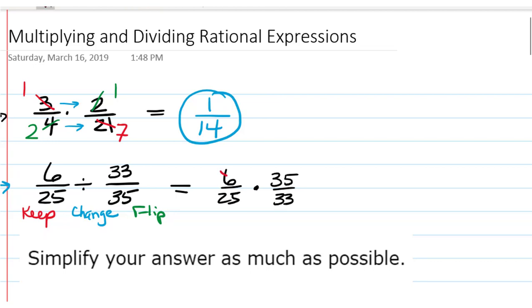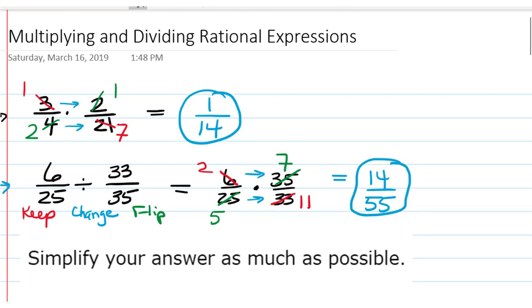For example, 3 goes into 6 twice, and 3 goes into 33 11 times. And 5 goes into 25 5 times, and 5 goes into 35 7 times. Then we just multiply straight across. That gives us 14 over 55. It's always good to check to see if there are any common factors we can reduce between 14 and 55 at the end here, but there's not.